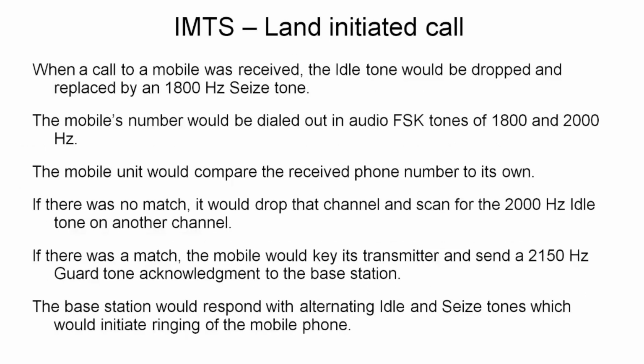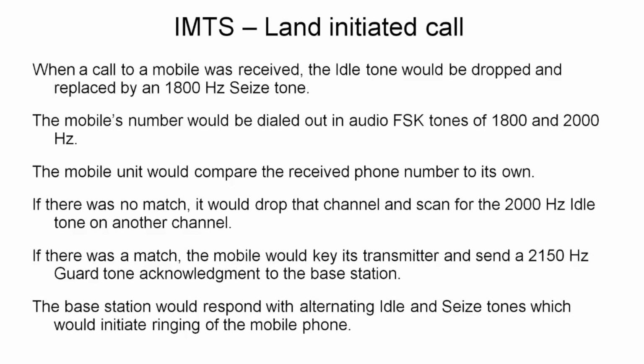When a call to a mobile was received, the idle tone would be dropped and replaced by an 1800 hertz seize tone. The mobile's number would be dialed out in audio FSK tones of 1800 and 2000 hertz. The mobile unit would then compare the received number to its own. If there was no match, it would drop that channel and scan for the 2000 hertz idle tone on another channel. If there was a match, the mobile would key its transmitter, send a 2150 hertz guard tone acknowledgement to the base station.